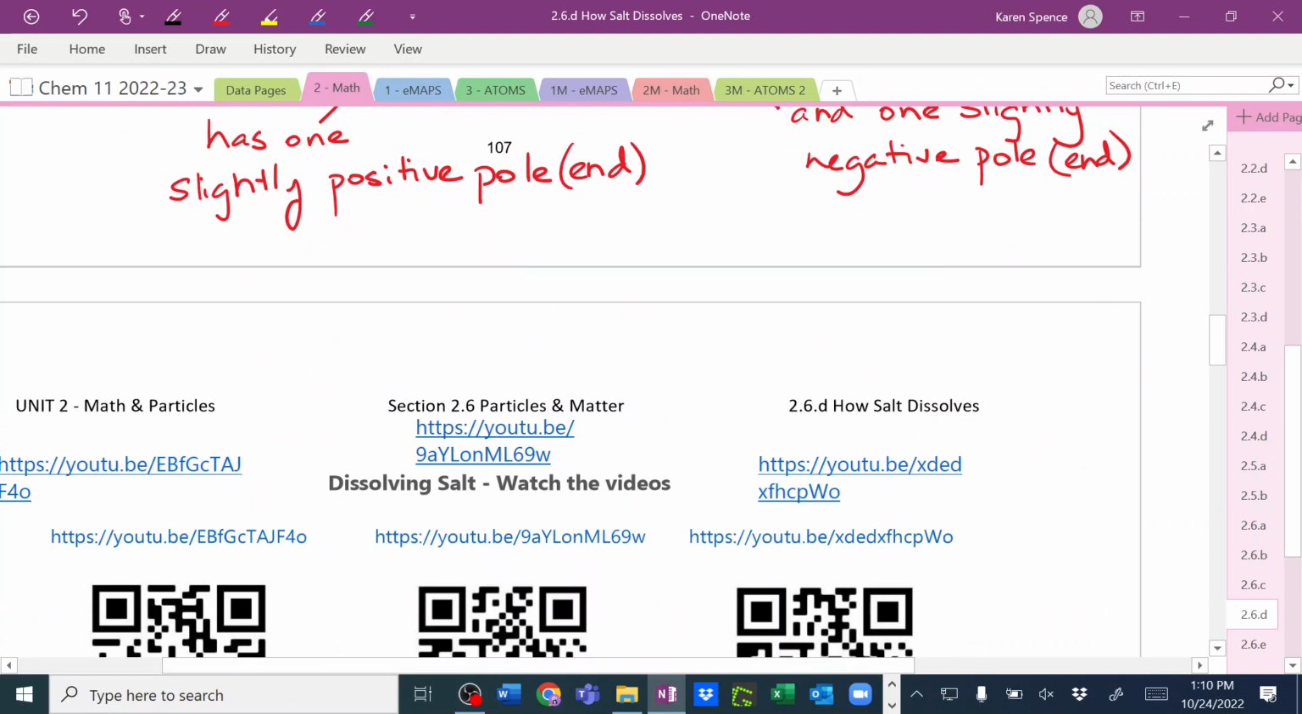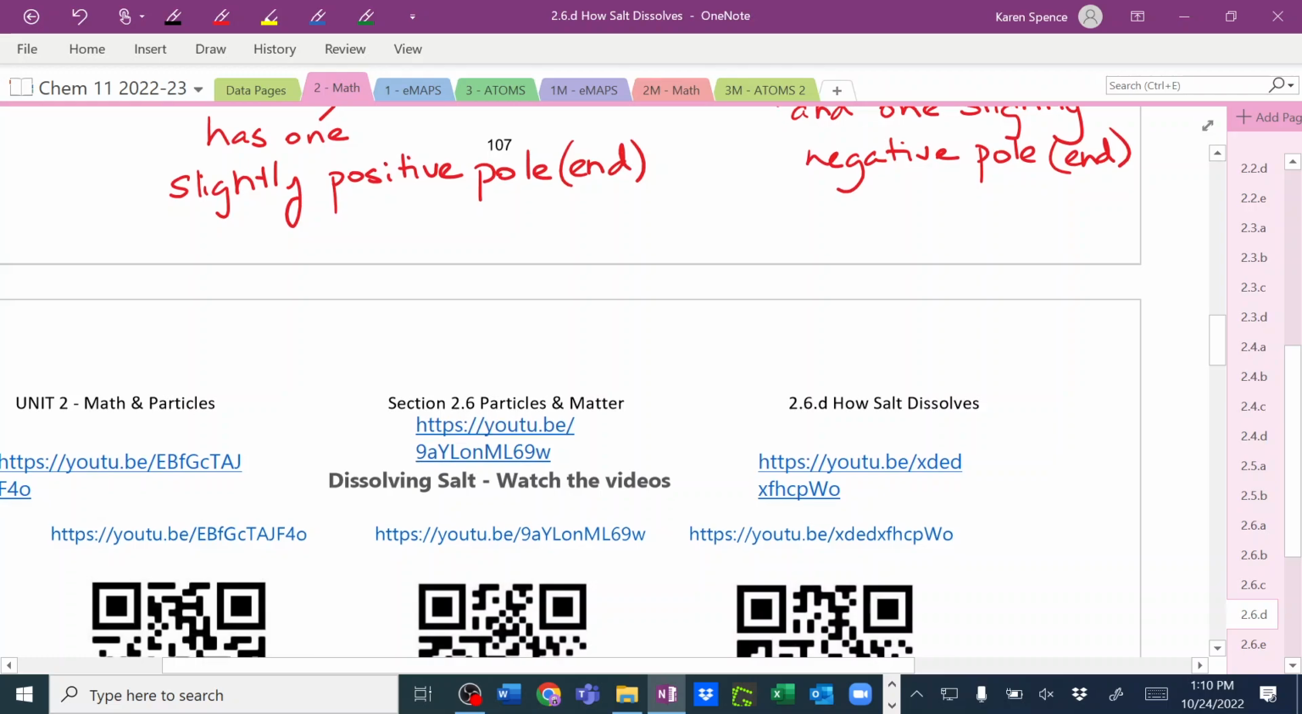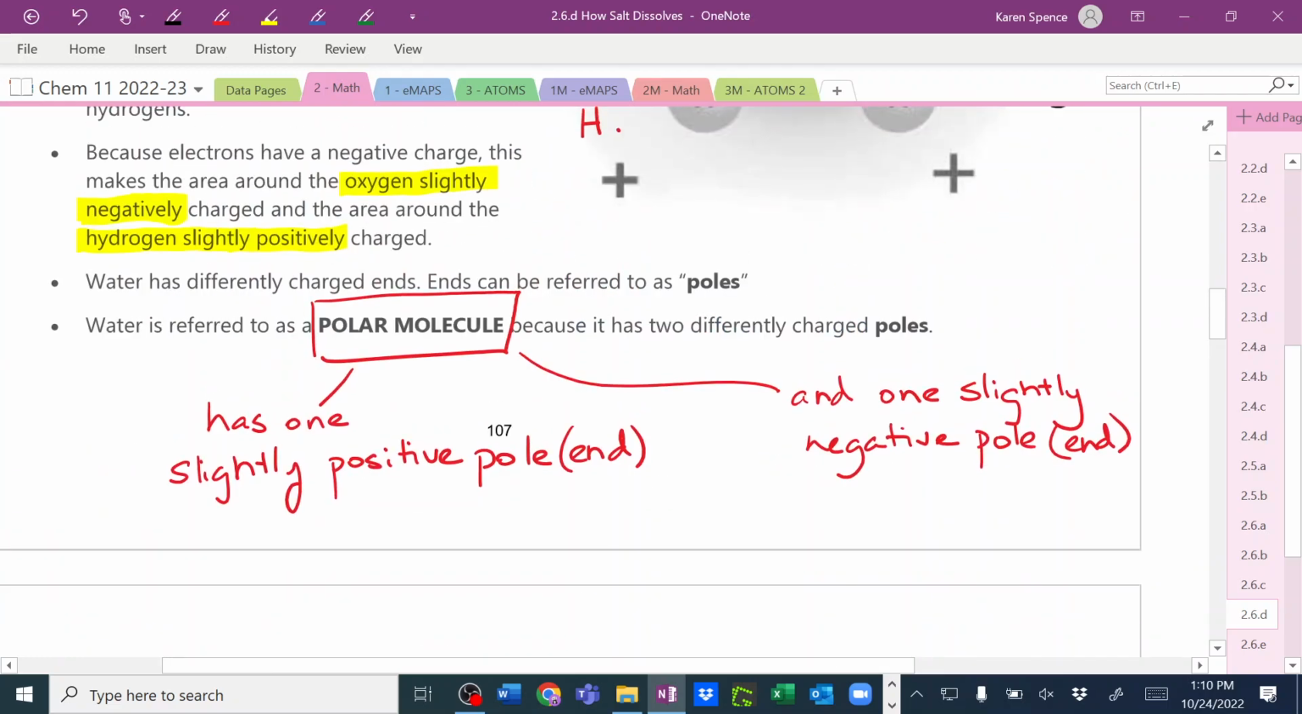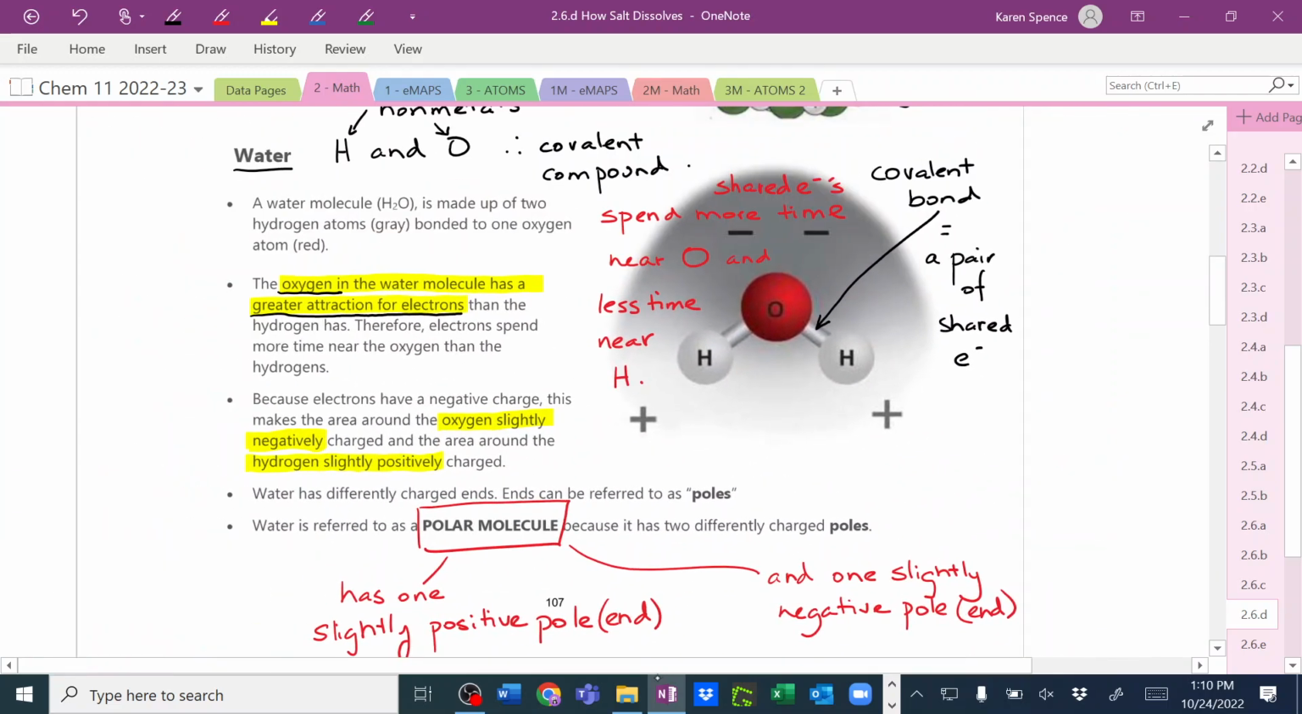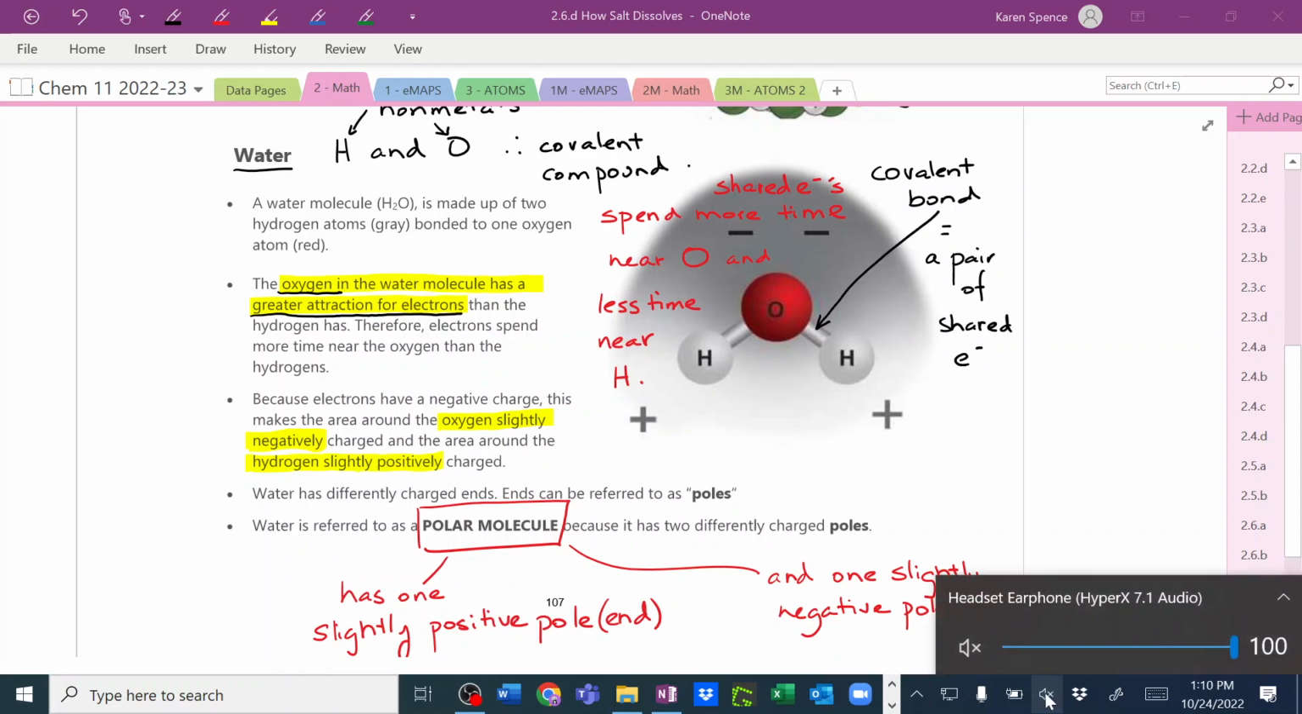All right, we're going to take a little look at what happens, because if we have water which has positive and negative ends, it can interact with positive and negative sodium ions. Yes? So we're going to unmute this. Hello. There we go.